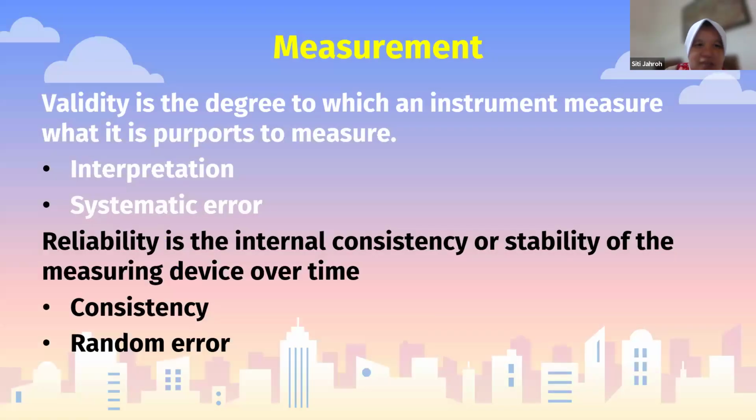This is validity. Validity is the degree to which an instrument measures what it purports to measure. So validity is about interpretation, the systematic error. And then reliability is the internal consistency or stability of the measuring device over time. So it's dealing with consistency, the random error, for reliability.